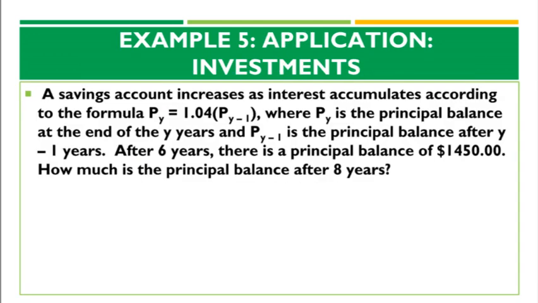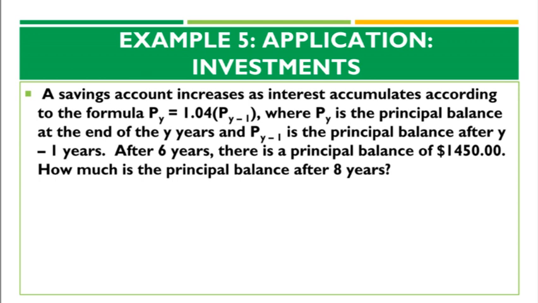And a word problem here for application. A savings account increases as interest accumulates according to the formula P_Y equals 1.04 times P_(Y minus 1), where P_Y is the principal balance at the end of the year, Y is years, and P_(Y minus 1) is the principal balance after Y minus 1 years. After 6 years, there is a principal balance of $1,450. How much is the principal balance after 8 years?